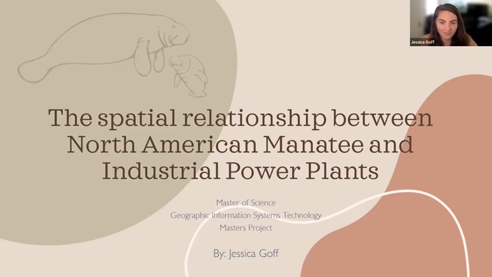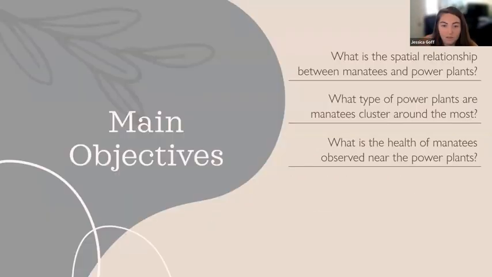My name is Jessica Goff, and this is my master's project about the spatial relationship between North American manatees and industrial power plants. The main objectives for this project are to first understand the spatial relationship between the manatees and the power plants. Next, learn what type of power plants manatees are clustered around. And lastly, learn about the health of the manatees observed near the power plants. For this, I will primarily be looking at the mortality of manatees.